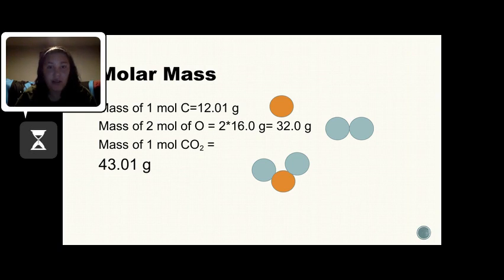All right, so we have the mass of 1 mole of carbon is 12.01 grams. The mass of 2 moles of oxygen would be 2 times 16 grams, which is 32 grams. And then the mass of 1 mole of carbon dioxide is 43.01 grams.